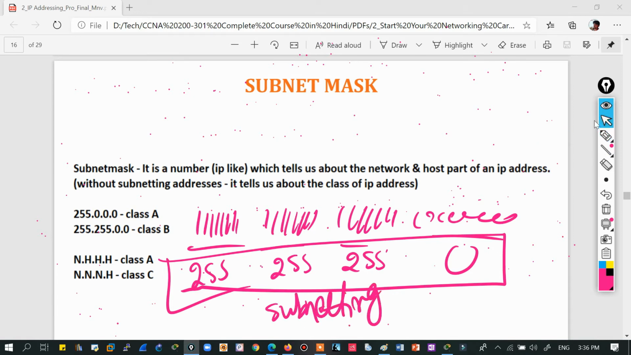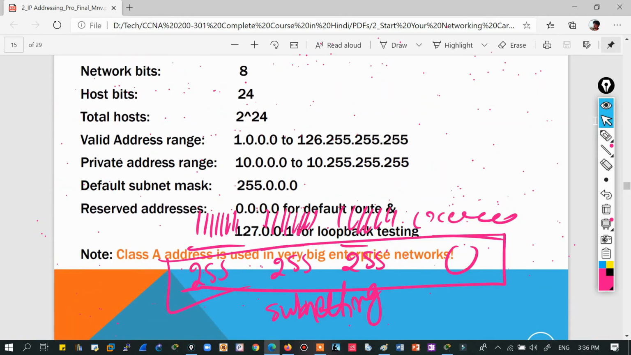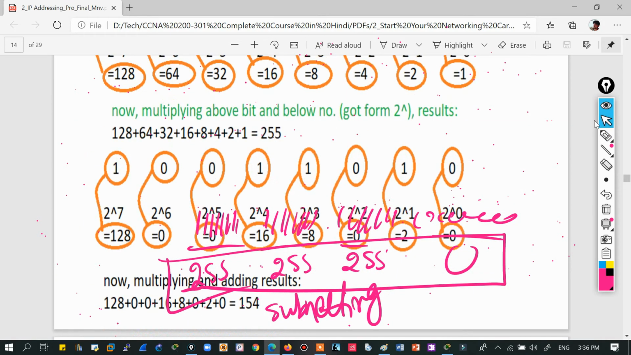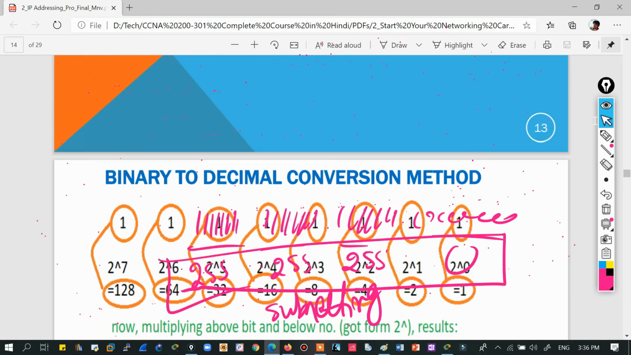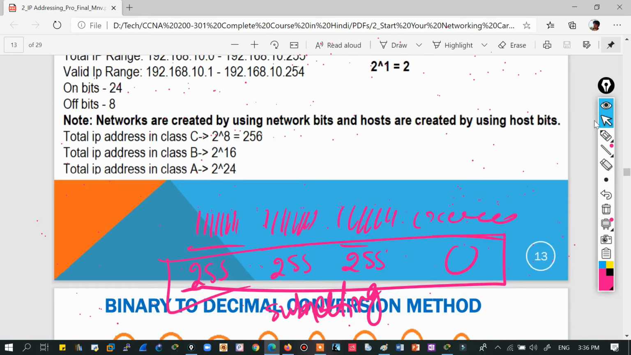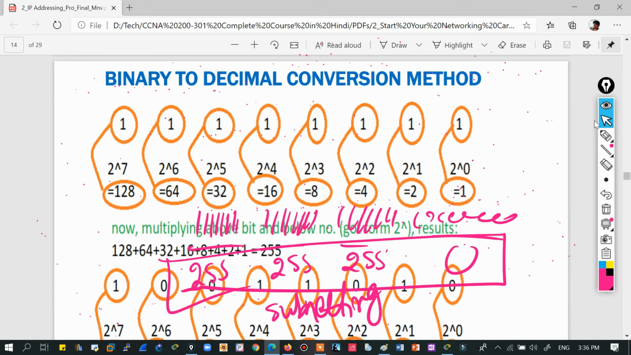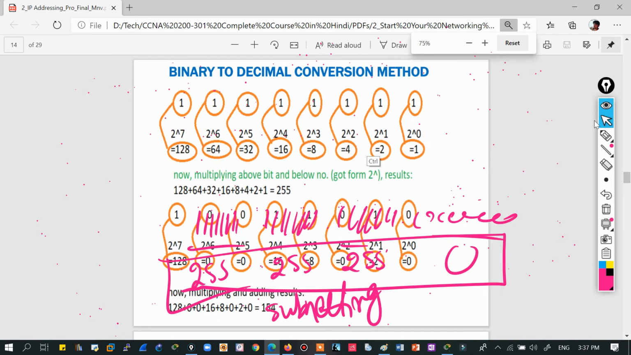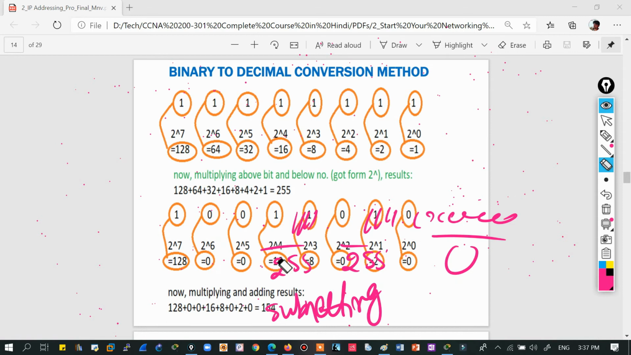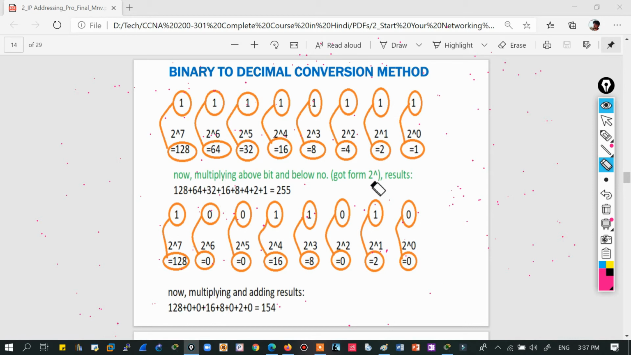Now this is your reference material, you can study from this. This is the conversion process that I have laid out. Just read from it. When we do subnetting, this default subnet mask value will change. Maybe for class A, we can have 255.255.255.0 as the subnet mask.